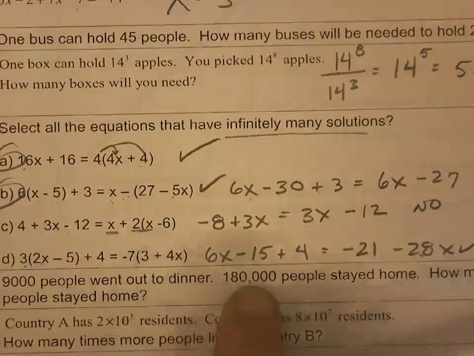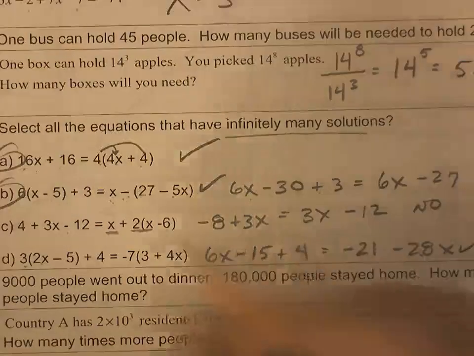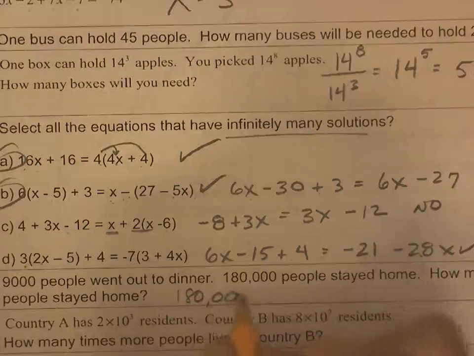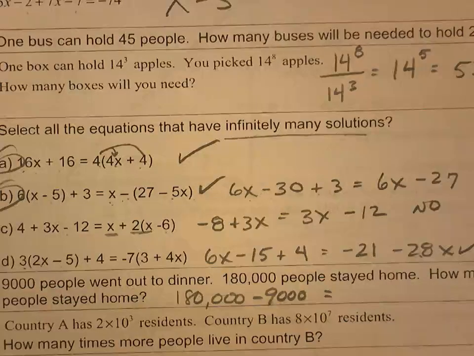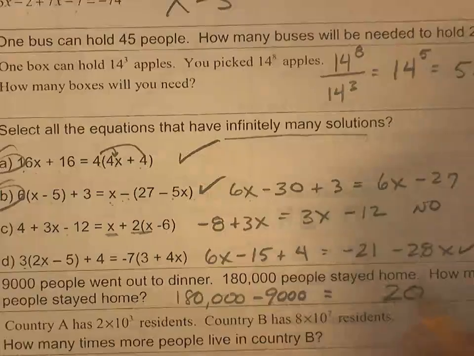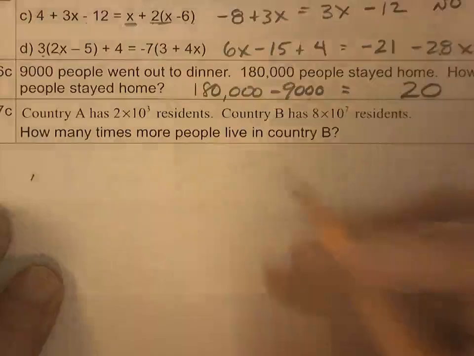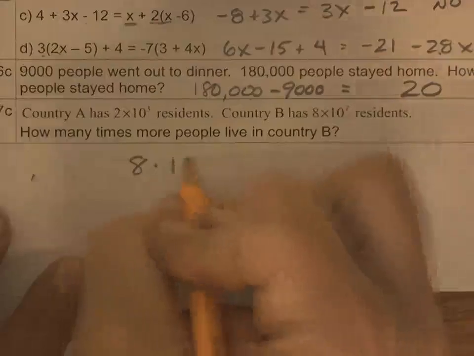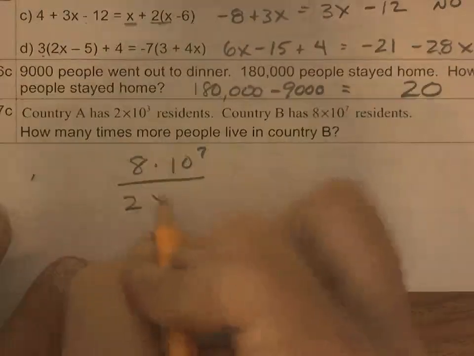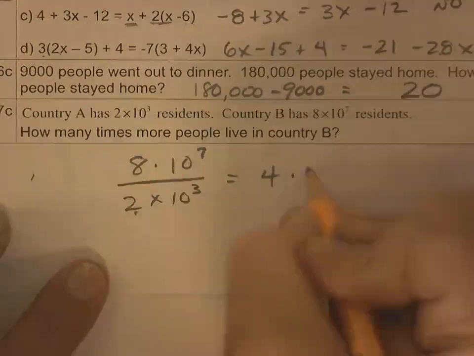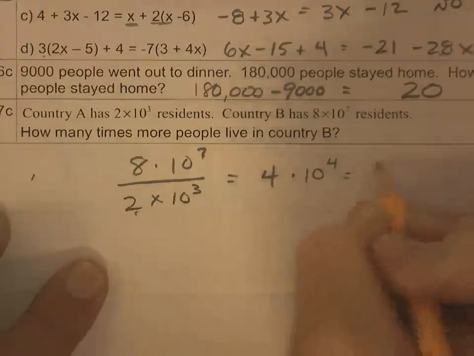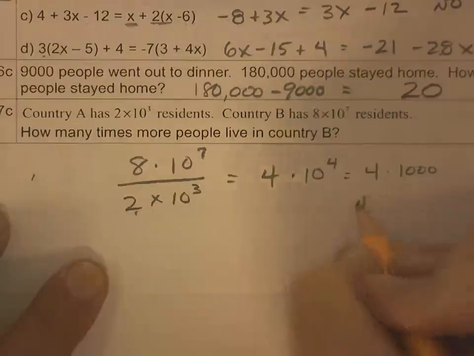9,000 people went out to dinner. 180,000 people stayed home. How many times more? So it says 180,000 divided by 9,000, which is 20 times more stayed home. And same thing here. I have 8 times 10 to the 7th over 2 times 10 to the 3rd. 8 divided by 2 is 4. 10 to the 7th over 10 to the 3rd is 10 to the 4th. So this is 4 times 1,000, which is 4,000.